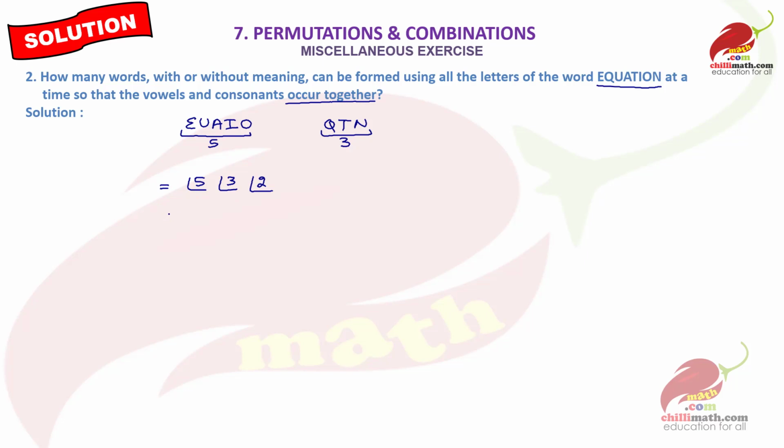Now the words can be written. Solving this, 5 factorial is 120, 3 factorial is 6, 2 factorial is 2. So 12 into 12, 144, and 0 is there. So this is your answer.